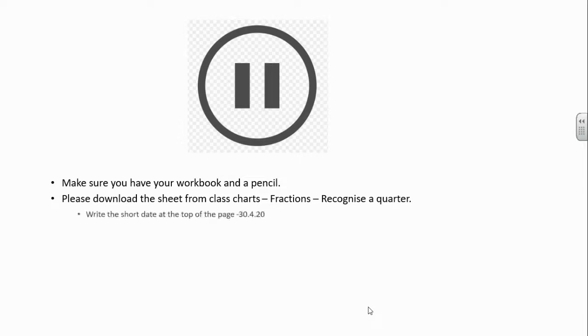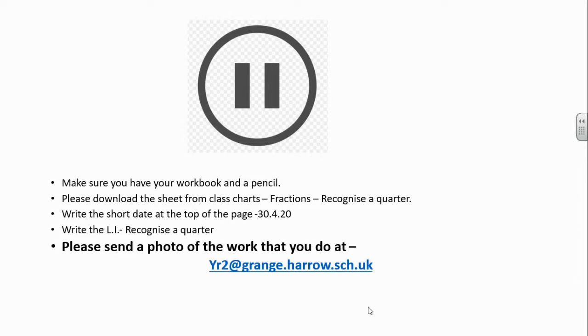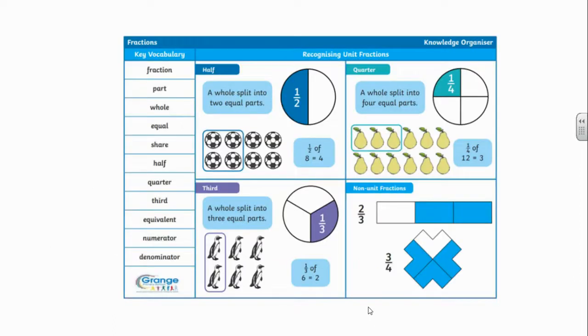Pause the video and make sure you have your workbook and a pencil. Please download the sheet from Class Charts, Fractions, Recognize a Quarter. Write the short date at the top of the page, 30.4.20. Write the LI, Recognize a Quarter. Once you've finished your work, please send a photo of your work at year2@grange.harrow.sch.uk.